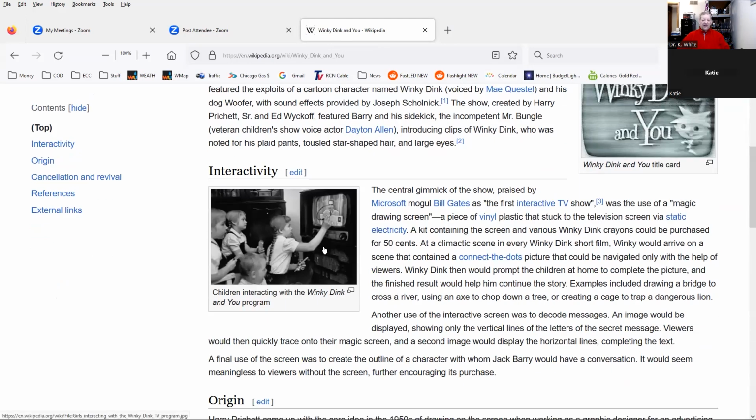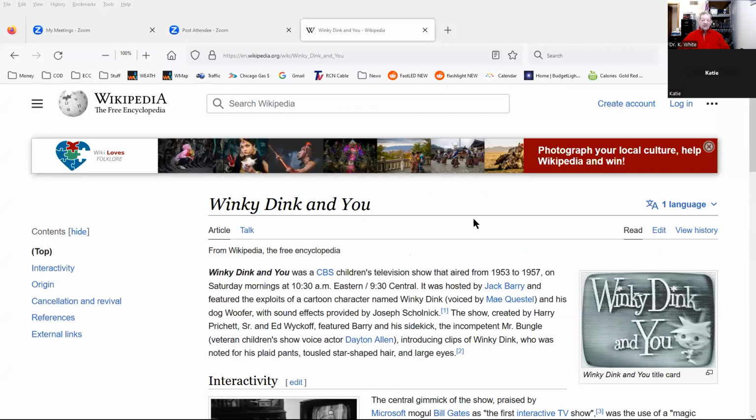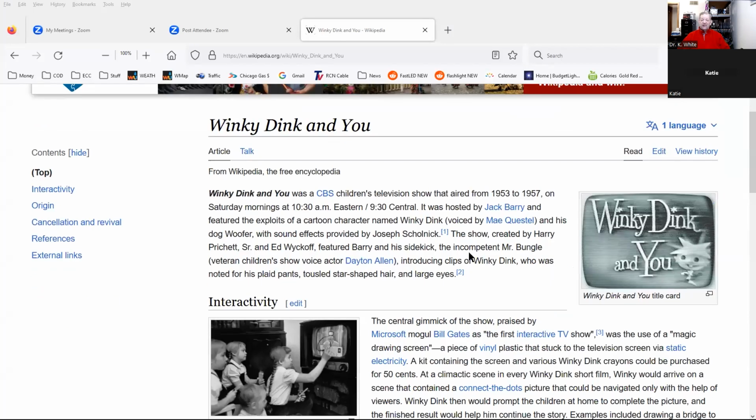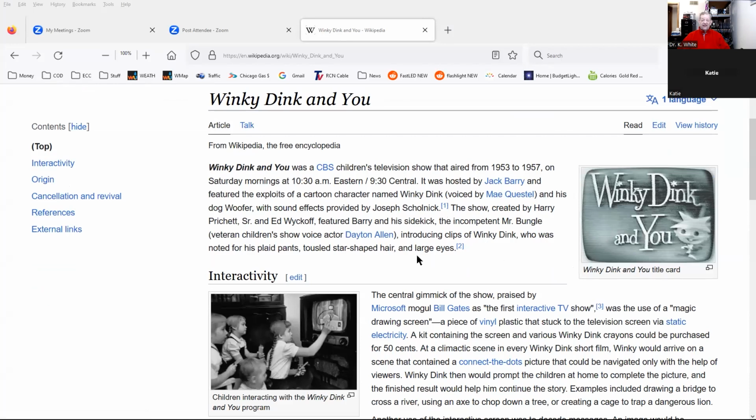What I've been doing is called fading prompts, but it reminds me when I was a kid, like about 6 years old, 7, there was a great program called Winky Dink and You.